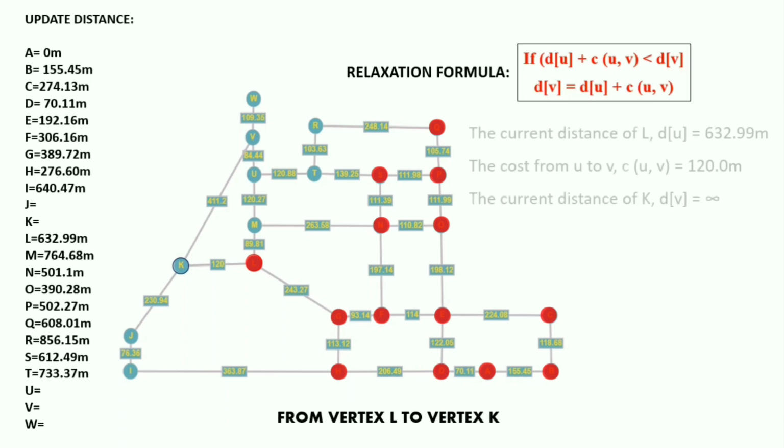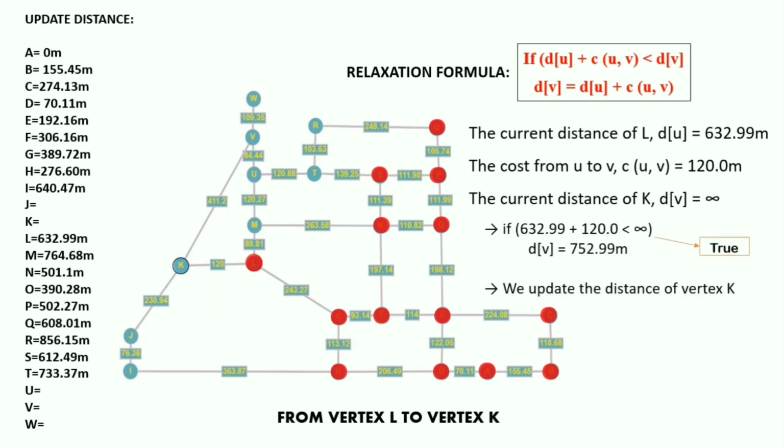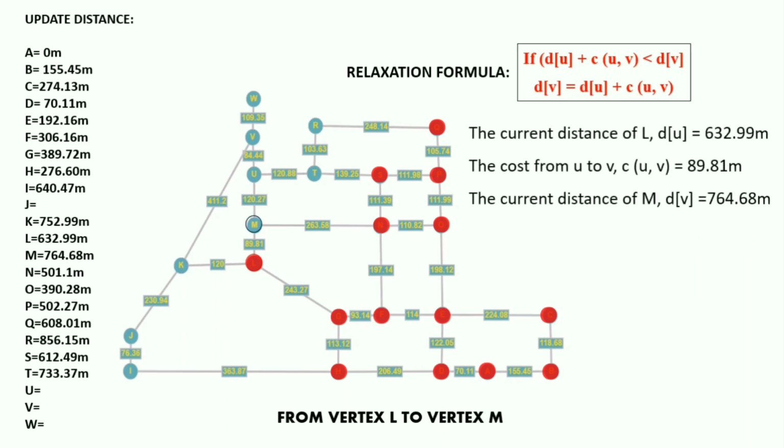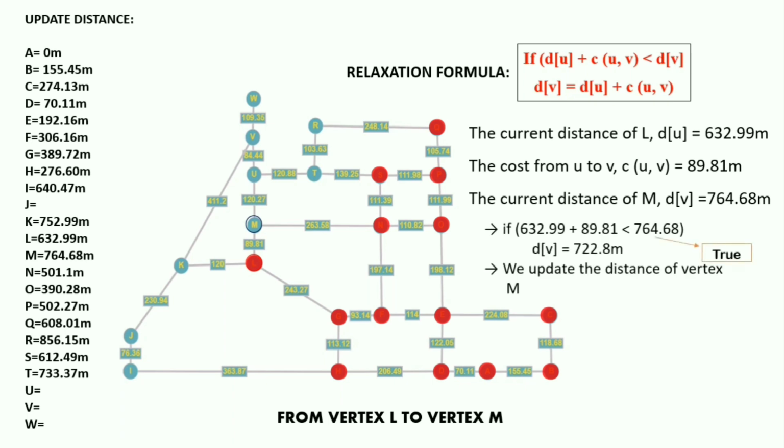From vertex L to vertex K, the current distance of L is 632.99 meter, while the cost from U to V is 120 meter, and the current distance of K is infinite. So this is the condition. It is true. So we will update the distance of vertex K. Next is from vertex L to vertex M. The current distance of L is 632.99 meter. The cost from U to V is 89.81 meter, while the current distance of M is 764.68 meter. So this is the condition. It is true. So we will update the distance of vertex M.